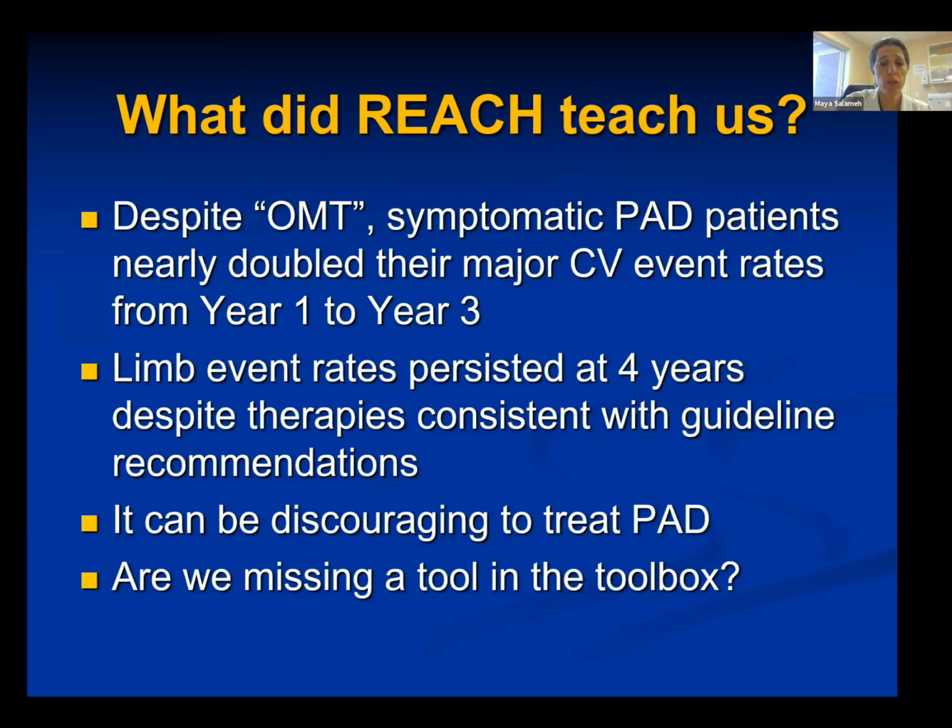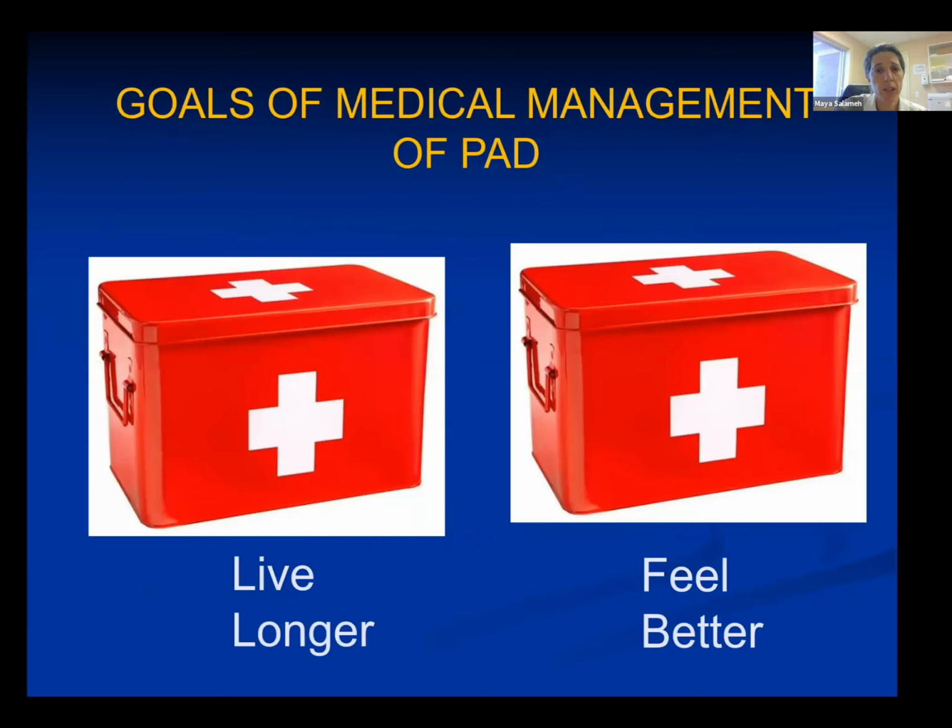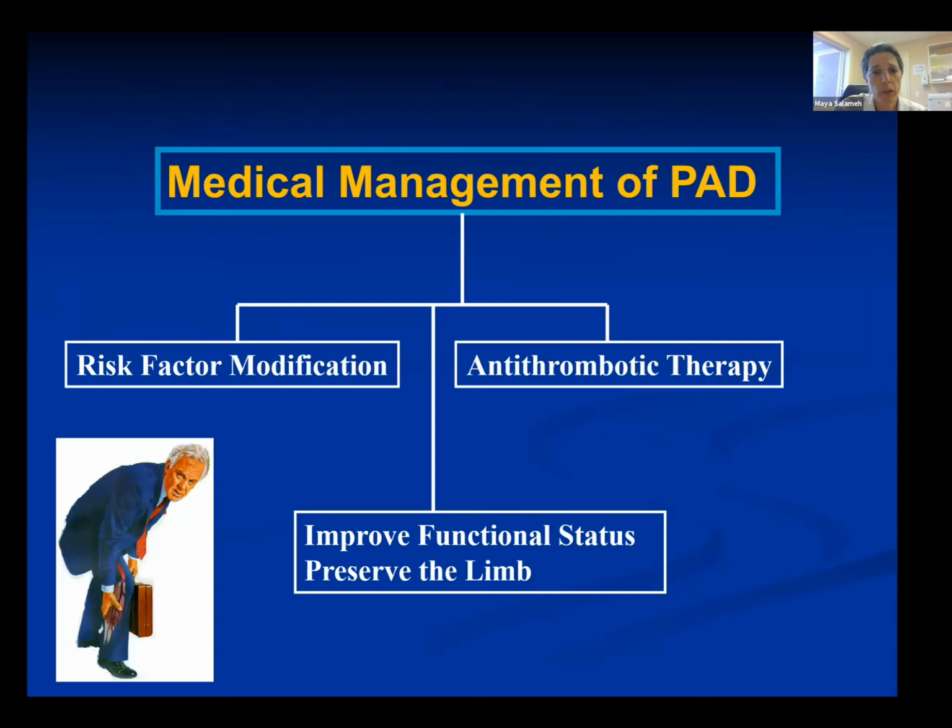So this obviously can be discouraging when you look at this kind of data, and it makes you wonder: are we missing a tool in the toolbox, or is there something we're not doing correctly in helping these patients reduce their risk? So I like to look at this kind of toolbox analogy for the goals of medical management of PAD, because there really are two main goals. The first one is to help the patient live longer, and the second one is to help them feel better. In speaking about the live longer aspect, there are two major aspects to that: risk factor modification and antithrombotic therapy. I'll start with risk factor modification and the data behind that.